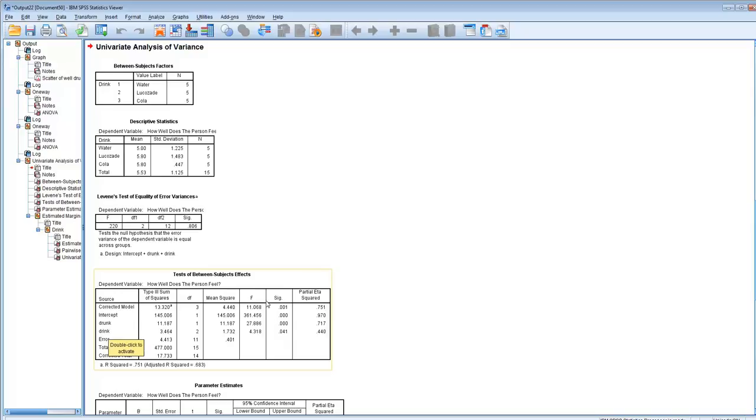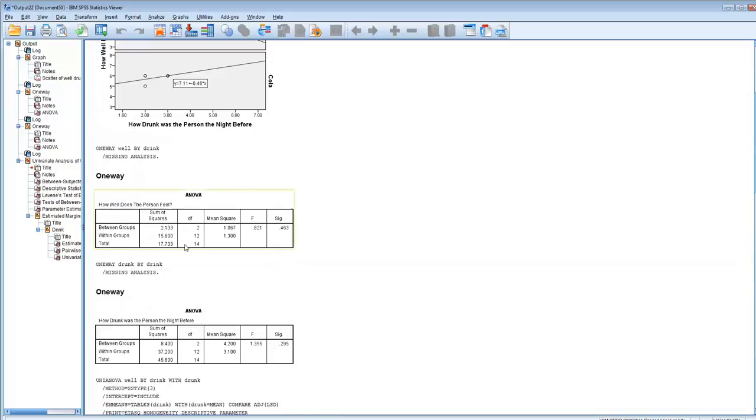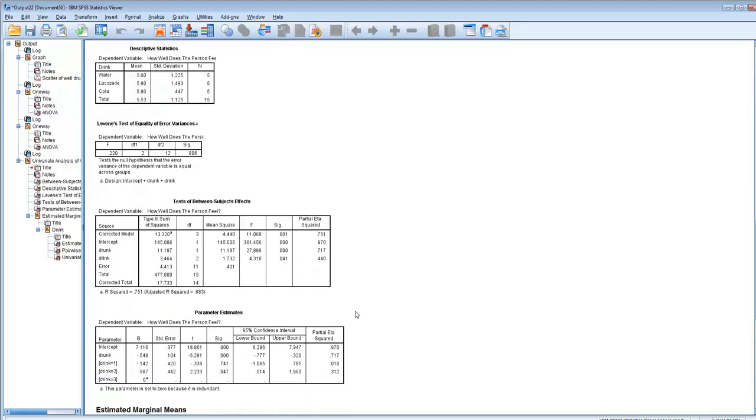You can see that there is much more variance that is accounted for, and you can actually see that by comparing it with the variance that was accounted for previously, between groups 2.1, between groups 8.4. Now we're looking at drunk 11 and drink 3. So this is a much larger variance accounted for.